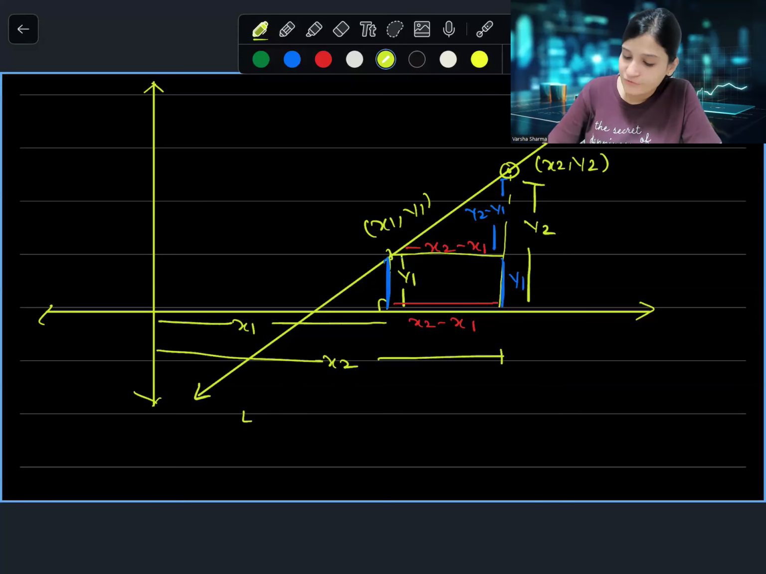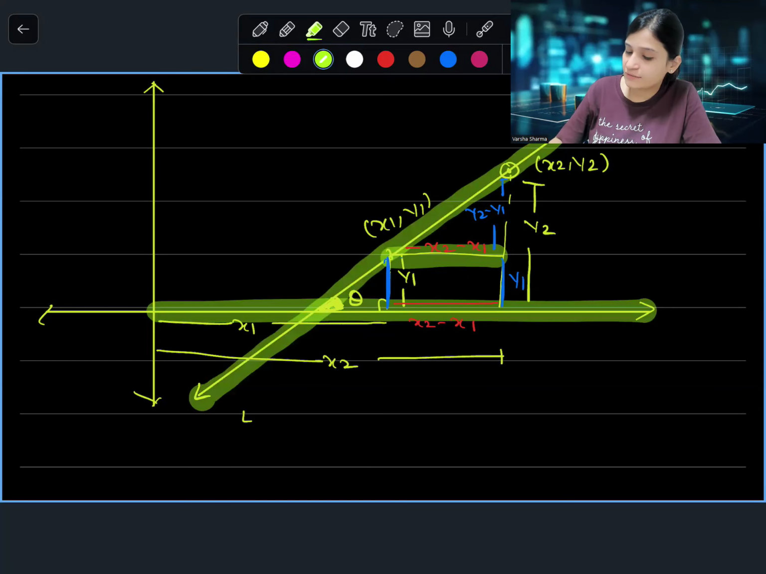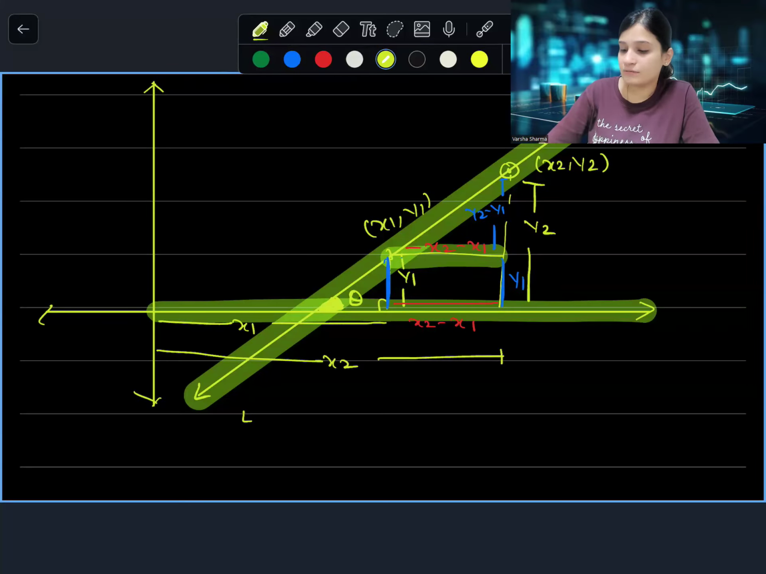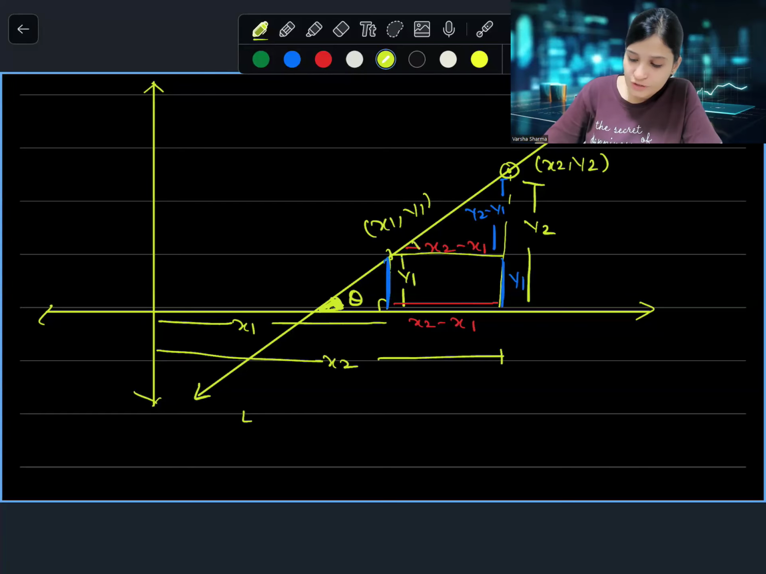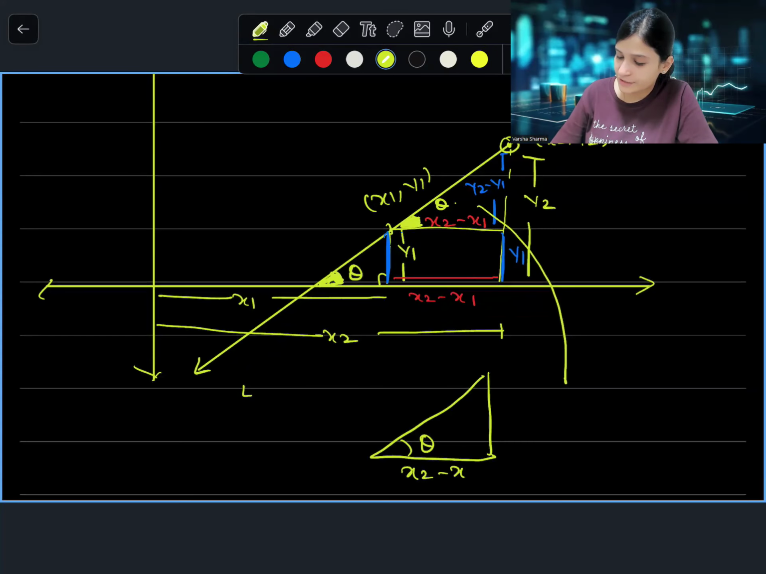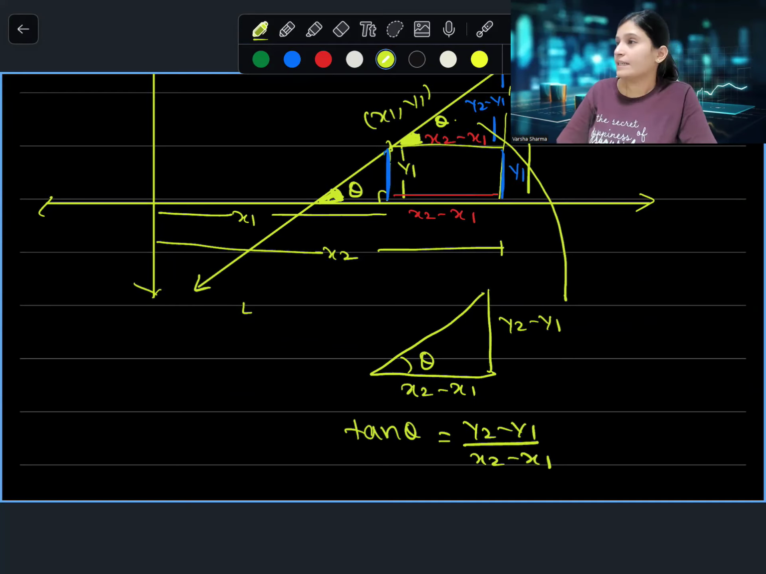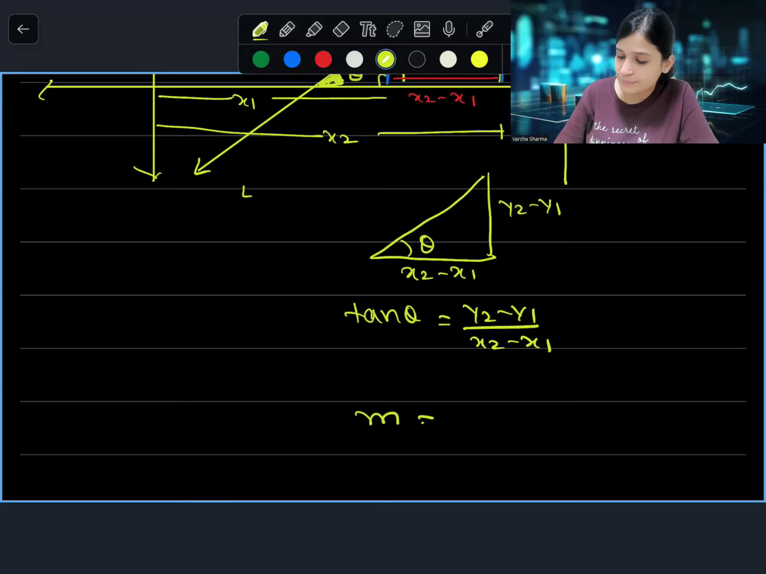Now, if this is theta, angle of inclination. So now, if you notice, parallel, transversal. This angle will be equal to this angle, corresponding angle. Yes or no? So this angle will also be theta. So if I talk about this triangle here, this is theta, this is x2 minus x1, this is y2 minus y1. So tan theta, tan was perpendicular by base, y2 minus y1 by x2 minus x1. Tan theta was itself the slope. So slope of a line m will be y2 minus y1 by x2 minus x1.